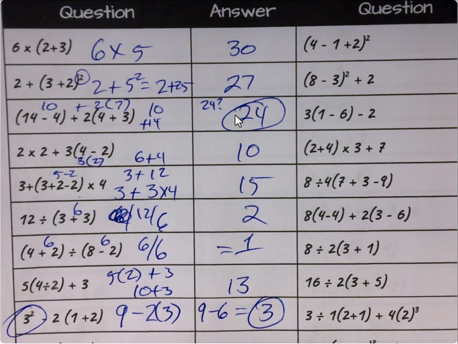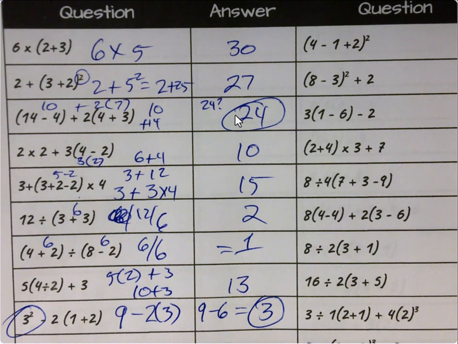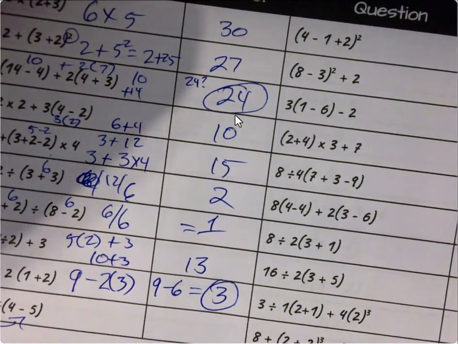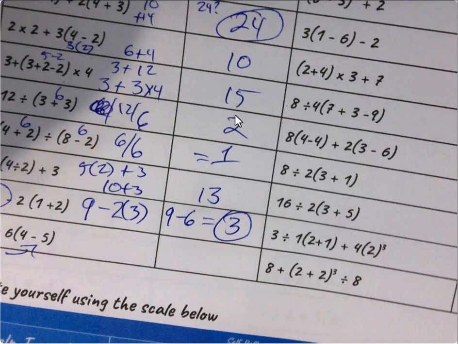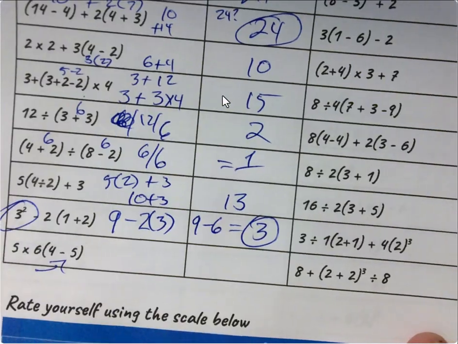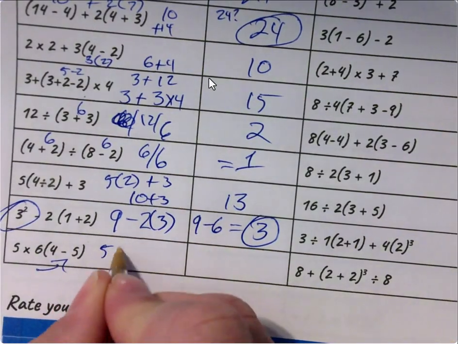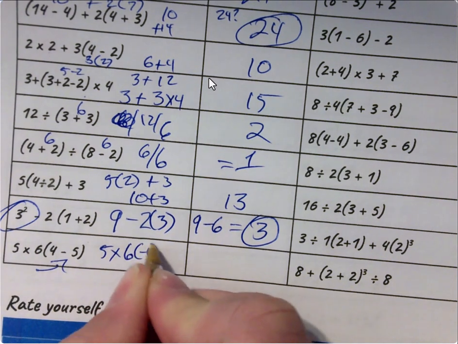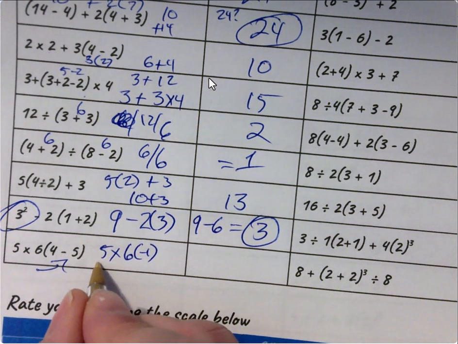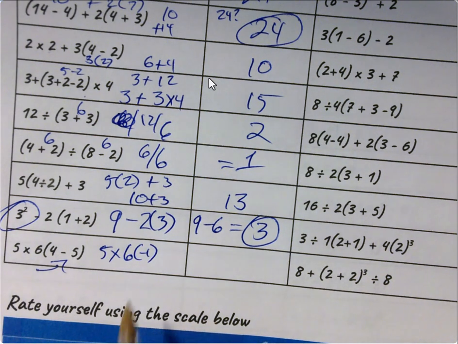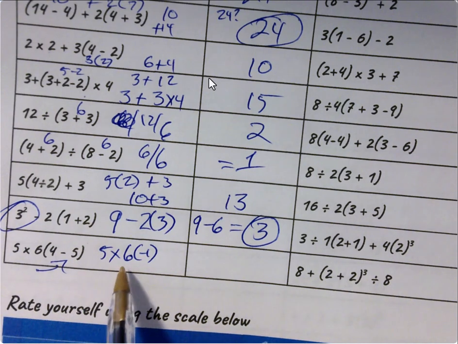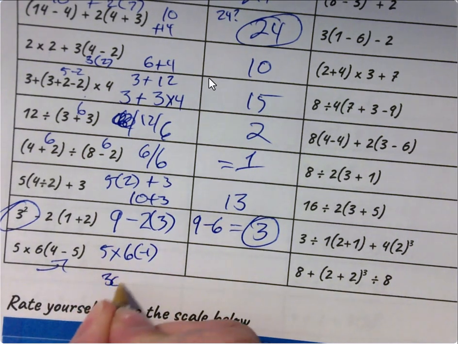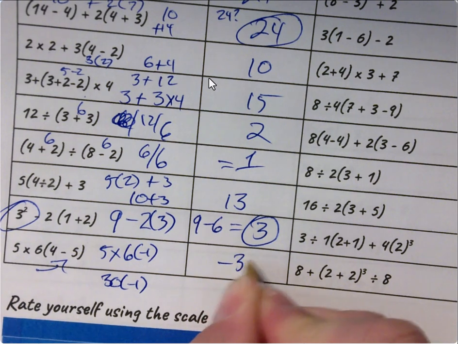We're going to work what's inside the parentheses here. What's 4 minus 5? 4 minus 5, that's a negative 1. So you got 5 times 6 times negative 1. When you have multiplication, we always multiply from left to right, and we always work problems from left to right, unless PEMDAS tells us otherwise. Well, 5 times 6 is 30. 30 times negative 1 is negative 30.